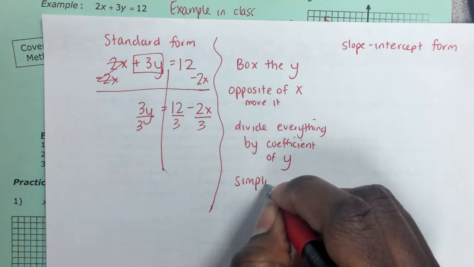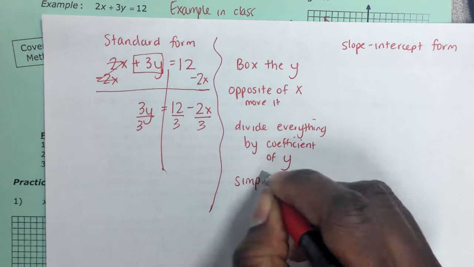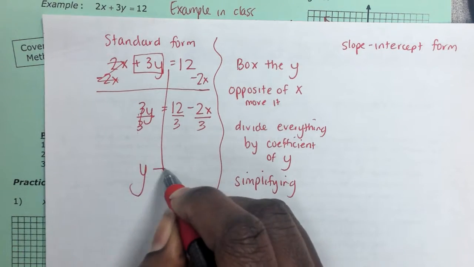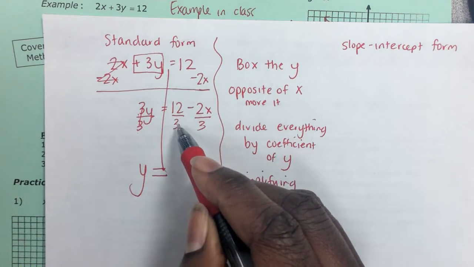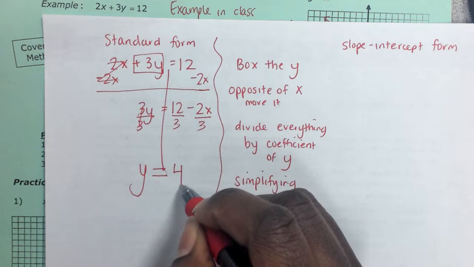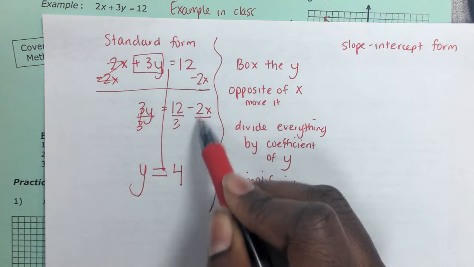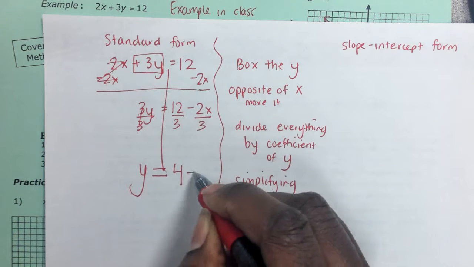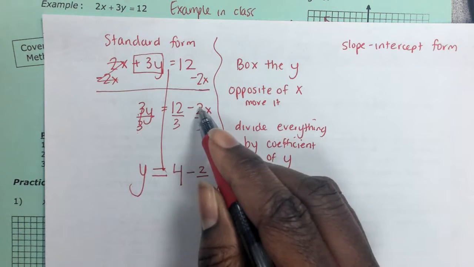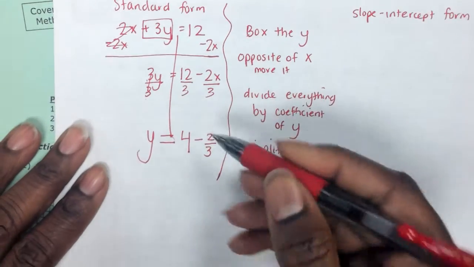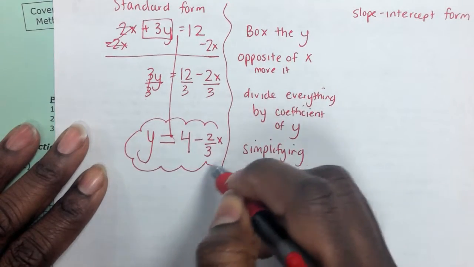Then you're going to end up simplifying to figure out what happens. So 3 divided by 3, that's an invisible 1y, equals 12 divided by 3 needs to be simplified to a 4. Sometimes this needs to be reduced, or sometimes you need to figure out what that equals. In this case, there's no reducing. It's only 1 negative, so that just stays a minus 2 over 3x. So this is your slope-intercept form.